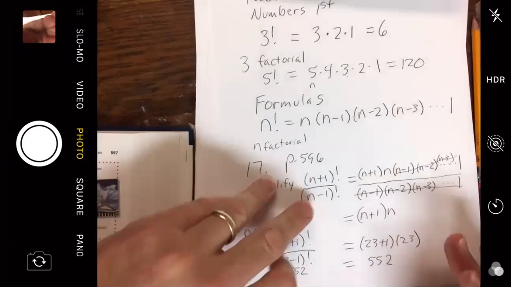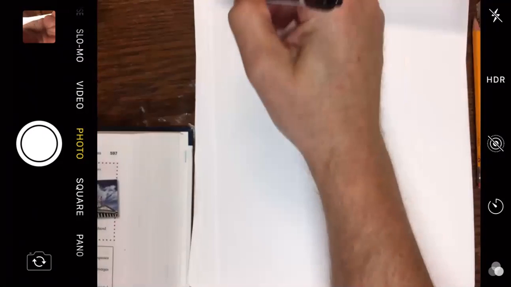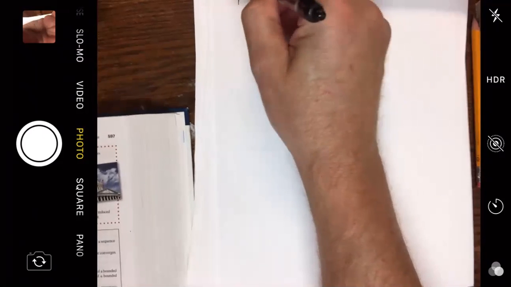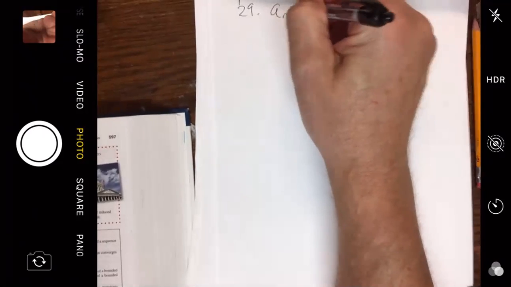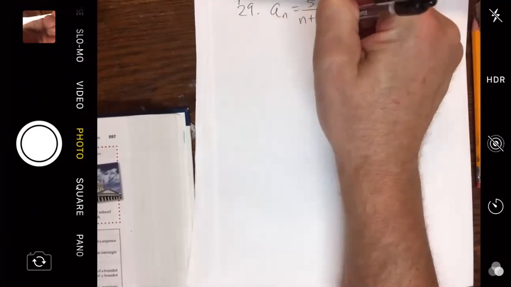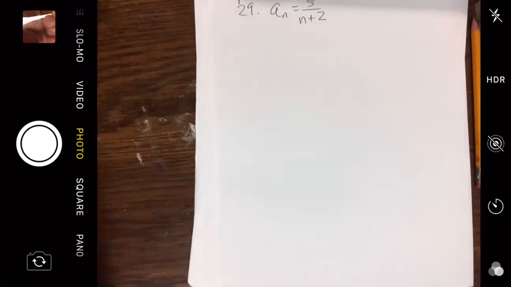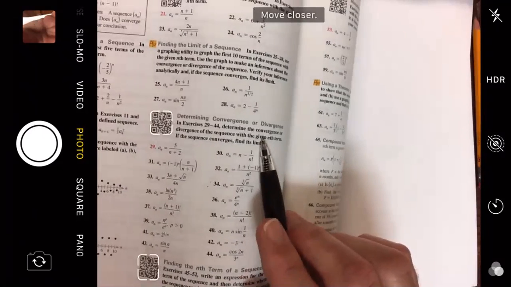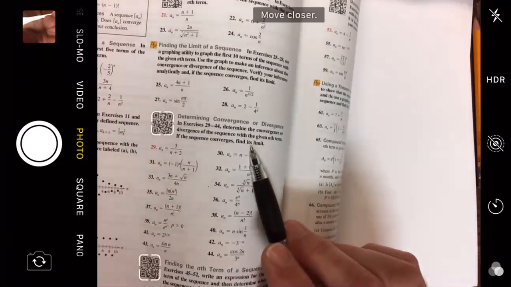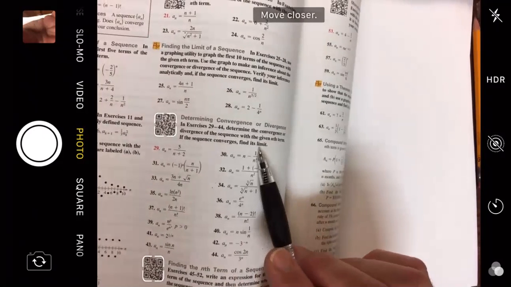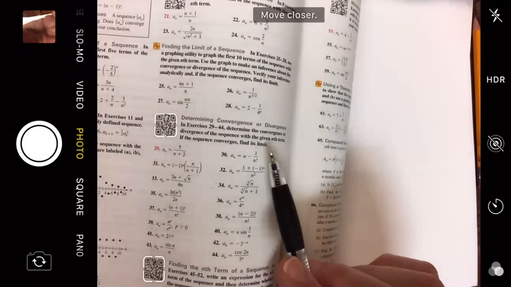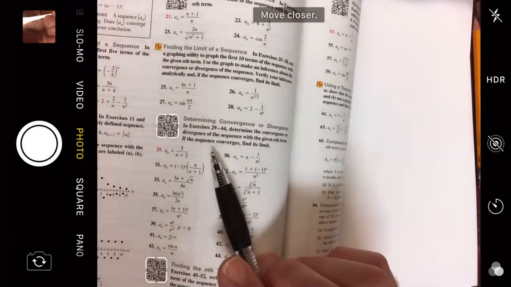I'll try 29. They give you that a_n is 5 over n plus 2. All right. Again, they ask these directions backwards. They want you to determine convergence or divergence. If it converges, find the limit. You actually find the limit first, and that tells you whether it converges or diverges.